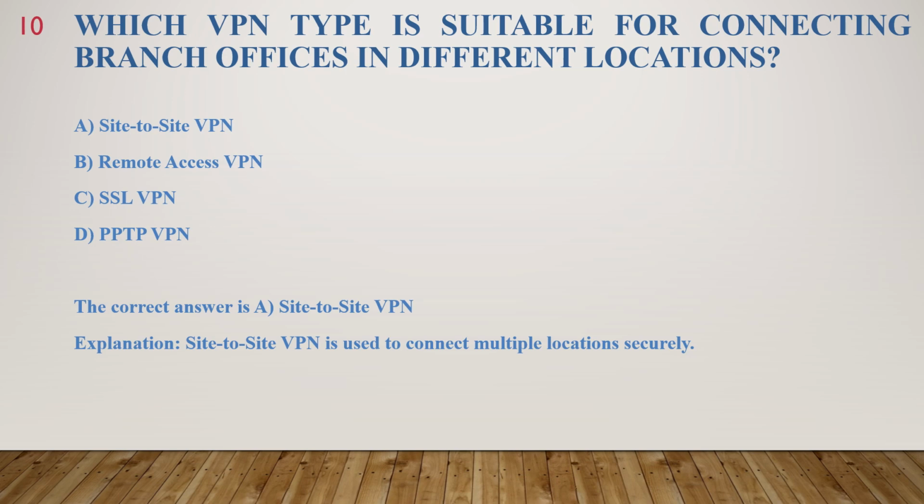Scalability and flexibility. Site-to-site VPNs can be easily scaled to accommodate growing bandwidth requirements or additional branch offices. They also offer flexible configuration options, such as hub-and-spoke or mesh topologies, to adapt to diverse network layouts and connectivity needs.